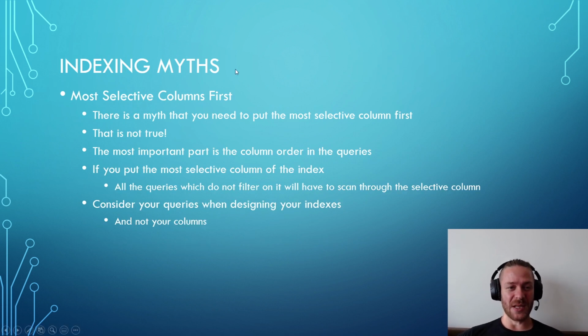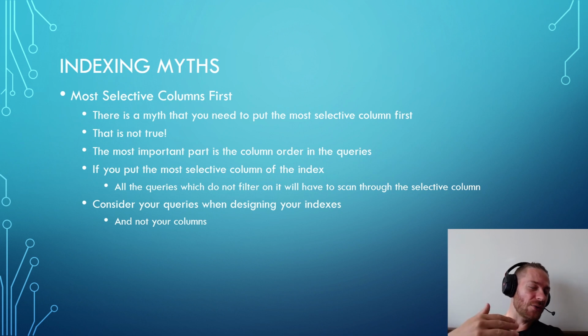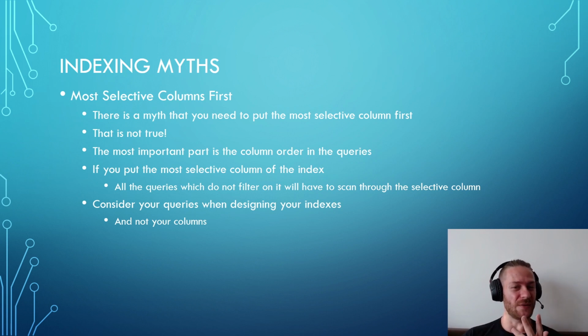Another indexing myth is putting the most selective columns first. When you think about indexing, you may think, well, the first part of the filter will remove a lot of the entries because it will filter them. So I'm going to put the most selective column first. But that's not true. The most important part is the column order of the queries.